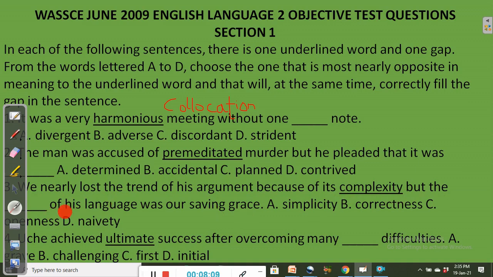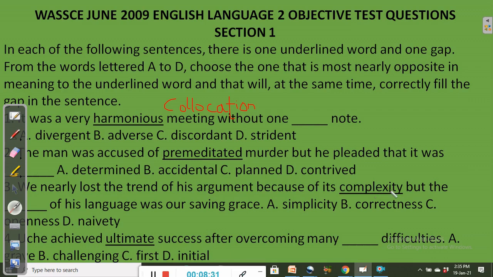But the dash of his language was our saving grace. Now, complexity has to do with being difficult to understand. Complicated, something that is somehow hard to understand.